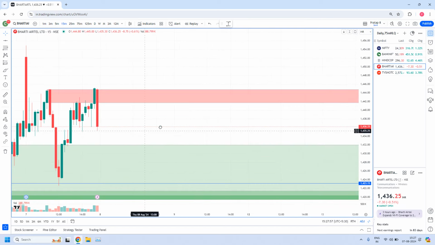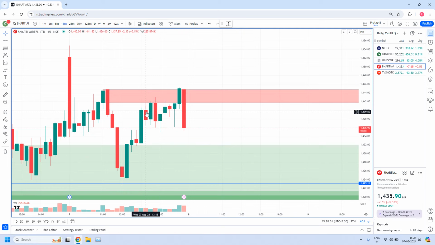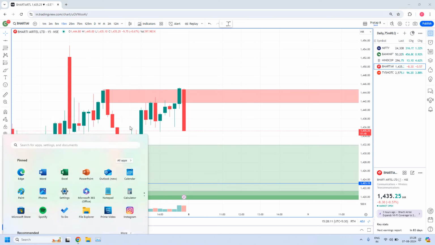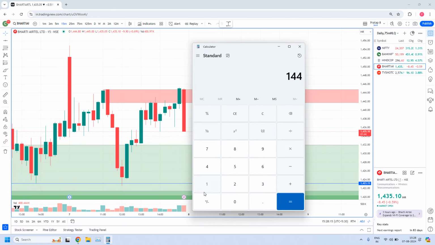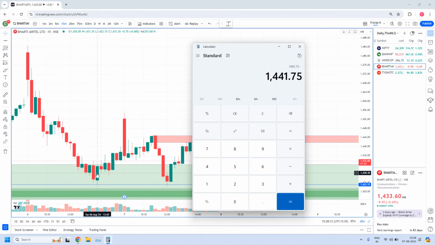So let me go to the 15 minutes time frame. Our target is achieved at the 13:15 candle, 15 minutes candle. The open of this candle is 1441.75. Let us calculate the profit. 1441.75 minus what is the entry? Entry is this blue color line, let us say yesterday's low, that is 1423.15.